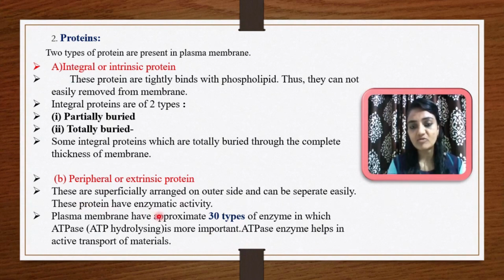These proteins have enzymatic activity, meaning some of these proteins may also act as enzymes. The plasma membrane has approximately 30 types of enzymes. That means 30 types of proteins present in the plasma membrane are acting as enzymes, in which ATPase is the major one. ATPase, an ATP-hydrolyzing enzyme, is more important. The ATPase enzyme helps in active transport across the cell membrane.